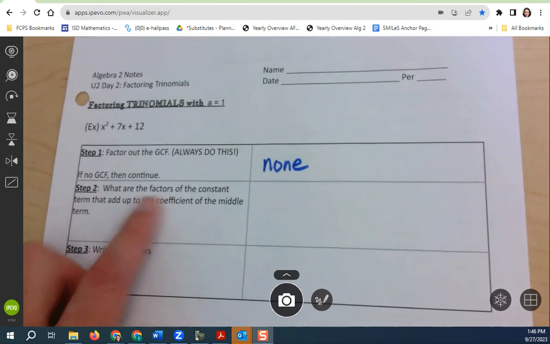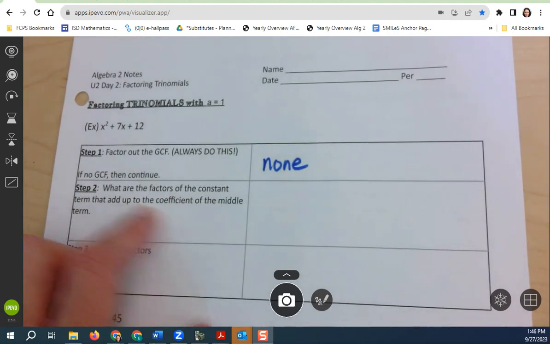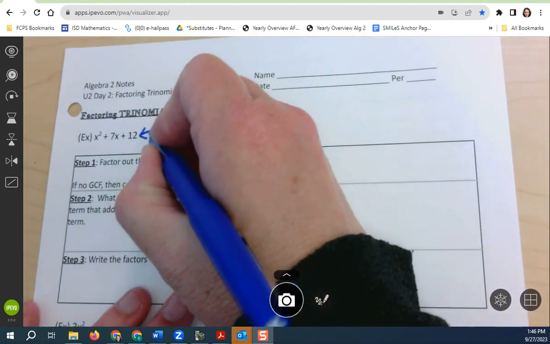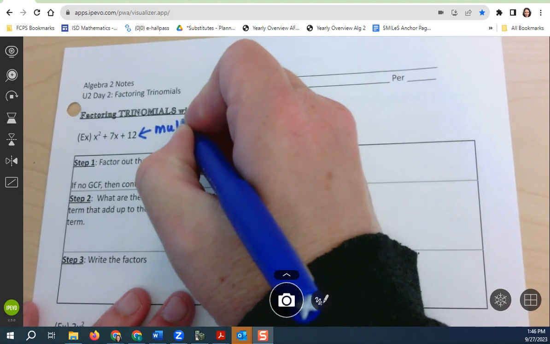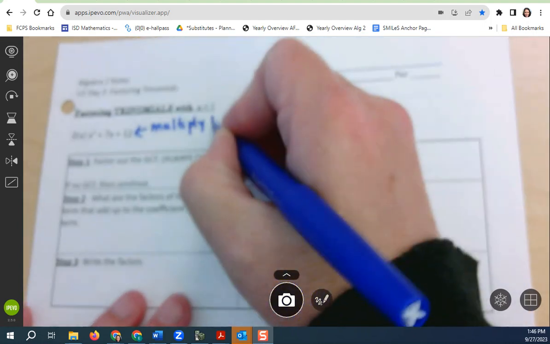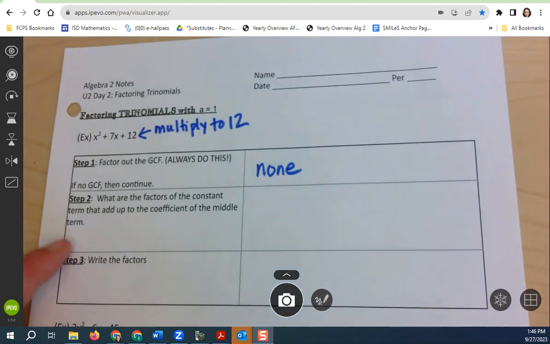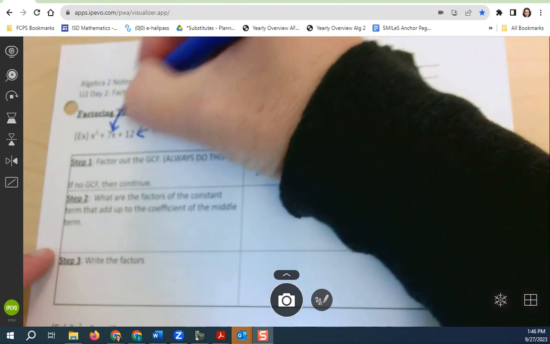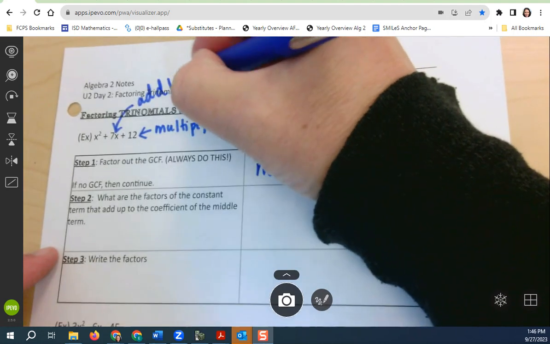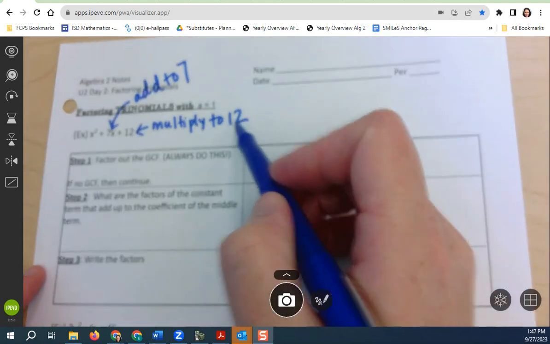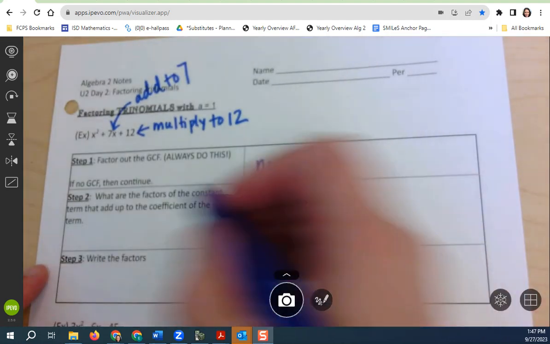We're looking for the factors of the constant term that add to the coefficient of the middle term. We're looking for 2 numbers that multiply to make 12, and those same 2 numbers add to make 7. All right. If you have them, don't say them yet, because this is actually kind of fun. This is the fun part of factoring, is finding the numbers, okay? So the 2 numbers that multiply to make 12 and add to make 7 are 3 and 4.